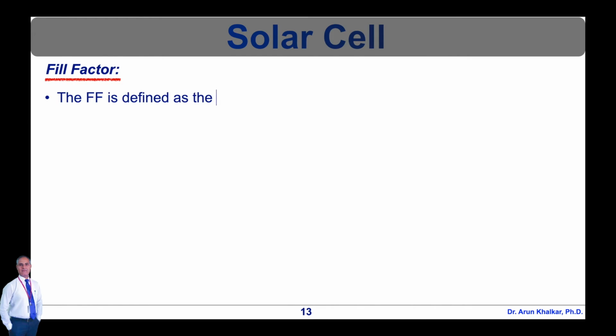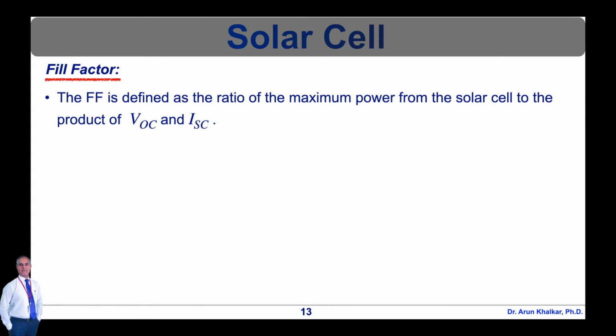Now let's see an important parameter of the solar cell, that is the fill factor. The short circuit current and the open circuit voltage are the maximum current and voltage respectively from the solar cell. However, at both of these operating points, the power from the solar cell is zero. The fill factor, more commonly known by the abbreviation FF, is a parameter which, in conjunction with VOC and ISC, determines the maximum power from a solar cell.